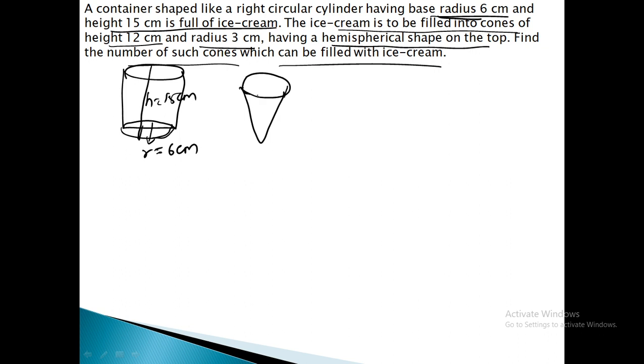Above the cone, upper side, a hemisphere is made. Here the height is given, that is 12 centimeter, and radius is given 3 centimeter, and the top hemisphere is also given on the cone, so we can say that its radius is also r is equal to 3 centimeter. We have to only find out the number of such cones which can be filled by ice cream from this container.